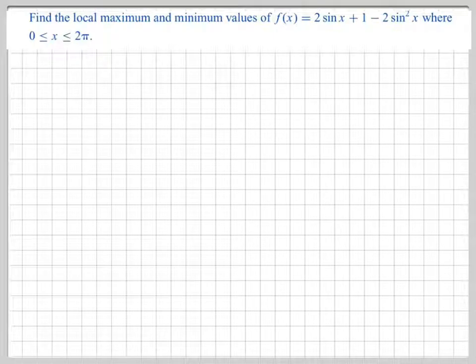Now, find the local maximum and minimum values of f of x equals that funny looking function. Well, this is a max-min one now. We're throwing a bit of everything at you today, aren't we? We've done gradients and normals, we've done linear approximation, all with trig functions. Now we're going to do this.